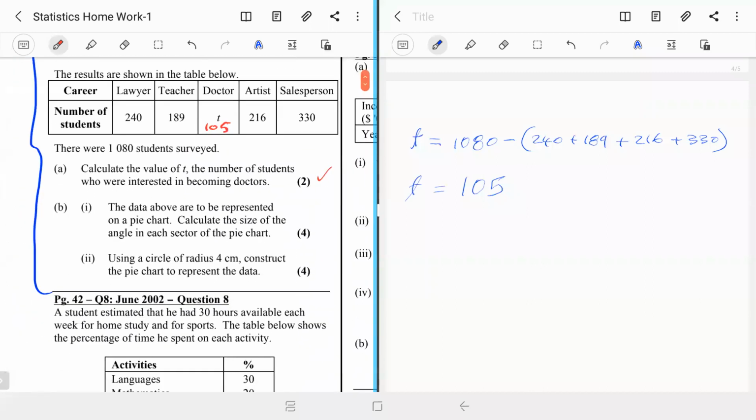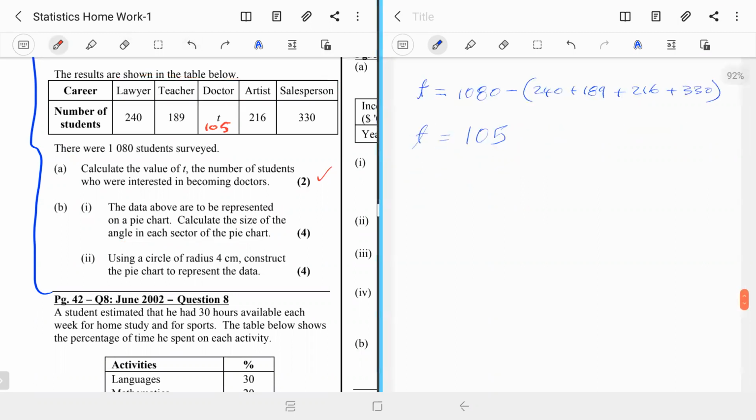The next part says the data above is to be represented on a pie chart. Now remember, a pie chart is used to show how a whole is divided into parts. You want to show how the whole group of 1,080 students is divided into these career choices. It says calculate the size of the angles in each sector. We're going to call the career names the sectors. So let's calculate them over here now.